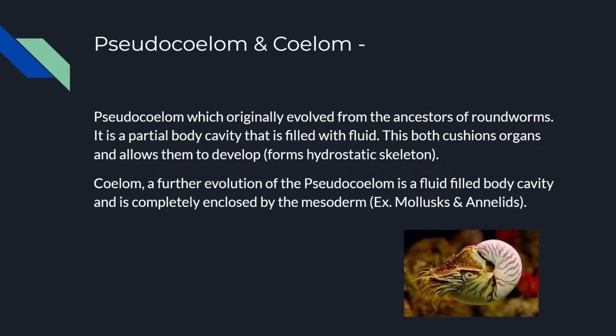So the pseudocoelom, which originally evolved from the ancestors of roundworms, is a partial body cavity that is filled with fluid, and it both cushions the organs and allows them to develop, which is basically a hydrostatic skeleton. The coelom is a fully filled body cavity and is completely enclosed by the mesoderm. In the picture below, you can see what it would look like. Some examples are mollusks and annelids.